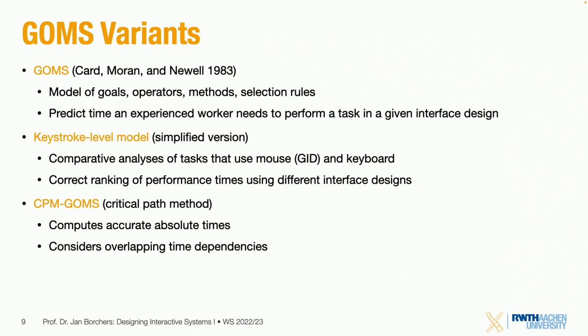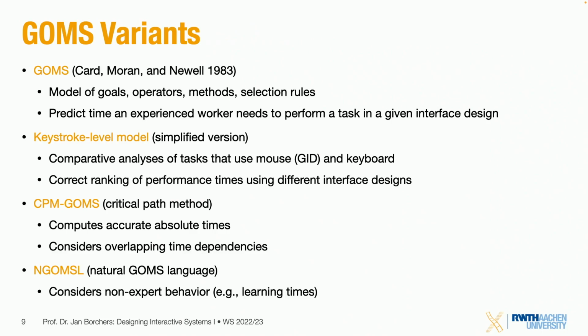So it fine-tuned GOMS and said, under certain circumstances, if you're using different processes for these different tasks, you can actually sort of compress the overall time estimate a bit, because it won't take people that long because they are doing these things partially in overlapping times. So that's what the critical path method is about.